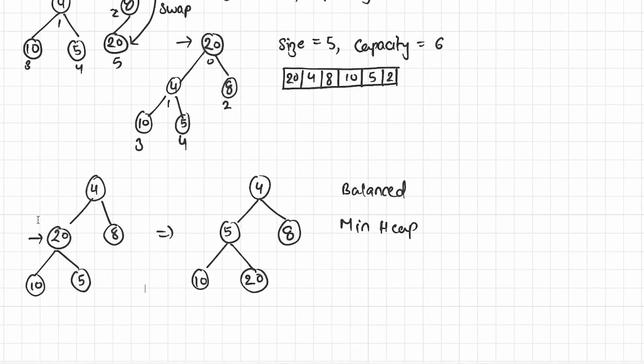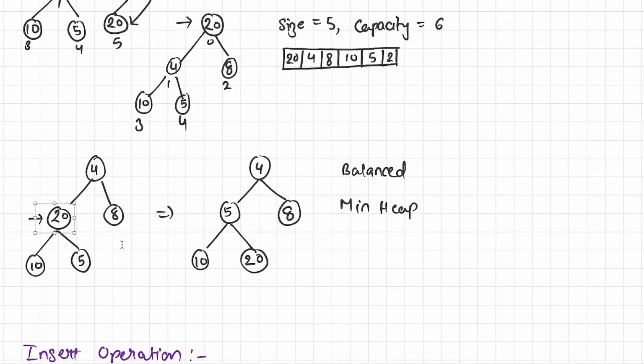Again, 20 is not at the correct position. So we are going to call Heapify recursively on this node, and that is a subtree of 4. The minimum element among 20, 10 and 5 is 5. So we are going to swap this 5 with the root node. So we get 4, 5, 8, 10 and 20.